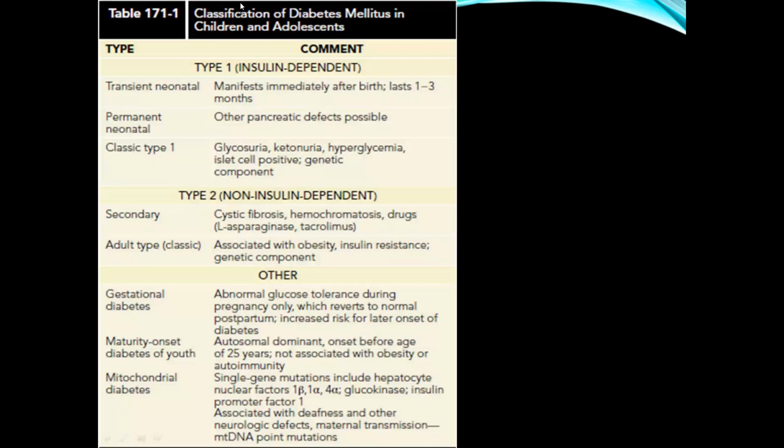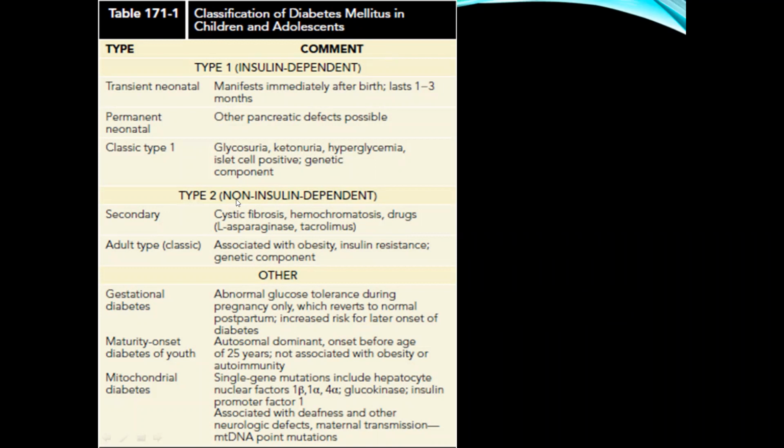So basically, the classification of diabetes mellitus in children and adolescents. Type 1 is insulin dependent. We've got transient neonatal, which manifests immediately after birth and lasts for 1 to 3 months. And there's permanent neonatal, which is due to other pancreatic defects. And there's classic type 1, which is the one that we're going to be discussing, which presents with glycosuria, ketonuria, hyperglycemia, islet cell positive, and a genetic component.